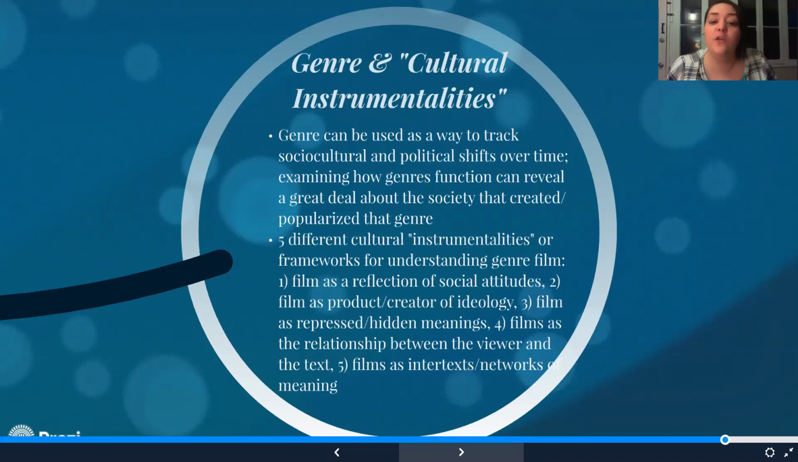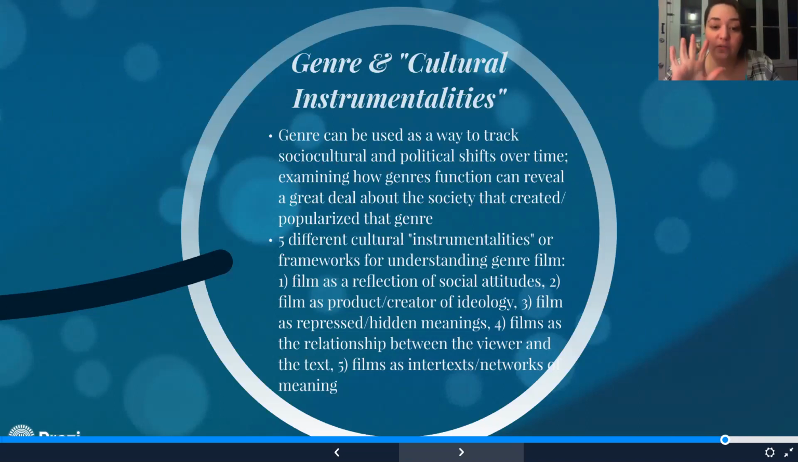Number 3, film is repressed or hidden meanings. That film shows the things that we don't know about ourselves that are hiding kind of deep down inside, right? Underneath the superego and the ego, way down into the id, into the lizard brain, the worst kind of darkest parts of humanity. Film shows us all that. It reveals all of that, right? 4, film is a relationship between the viewer and the text. It's not just what we have inside of us or what the text is showing us, but it's a combination of those things, right? It's showing us something and we're understanding something and we meet in the middle. There's a relationship between me and the screen and what I see on the screen.